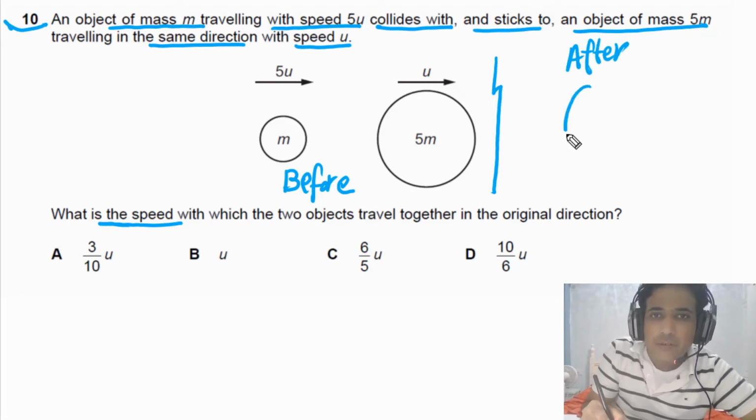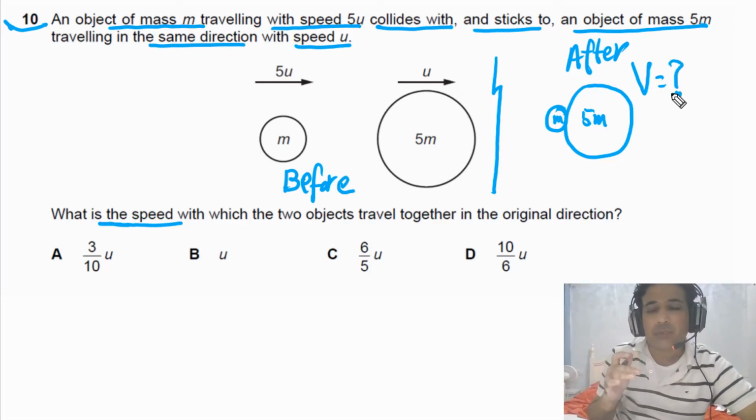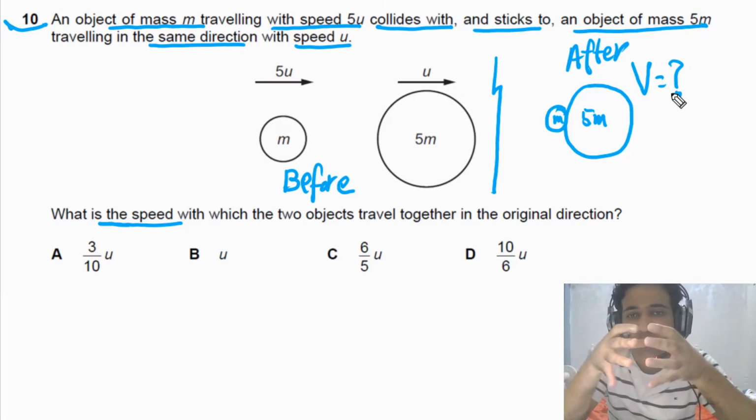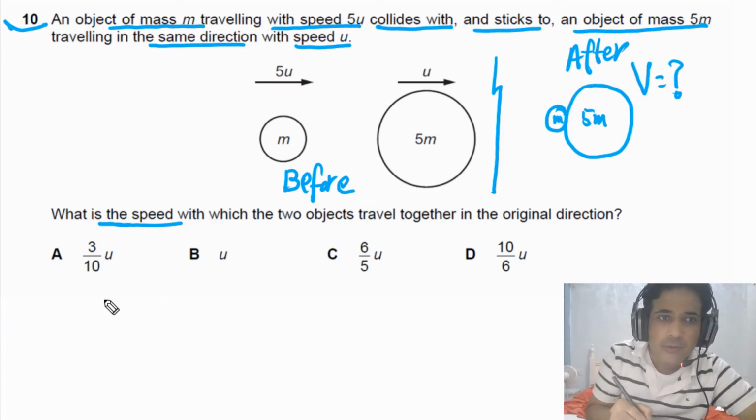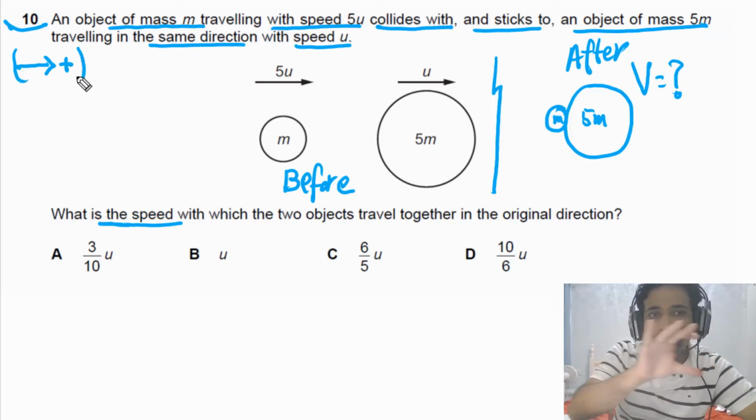After the collision, we will see these two objects stick together. This one is mass m and this one is 5m. We need to calculate the combined speed, which means we need to find the value of v. One thing we need to understand: the initial momentum is to the right, so the final momentum will also be to the right. So we need to take one direction as positive, and I will take to the right as positive because the momentum is to the right.